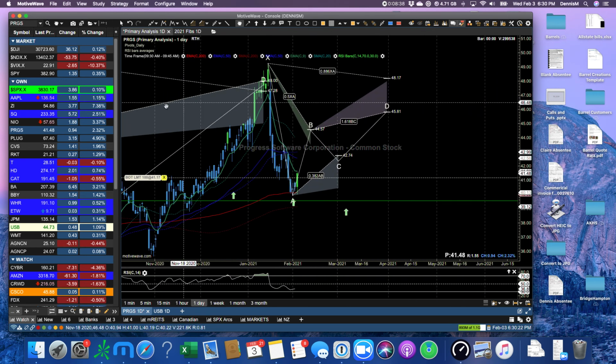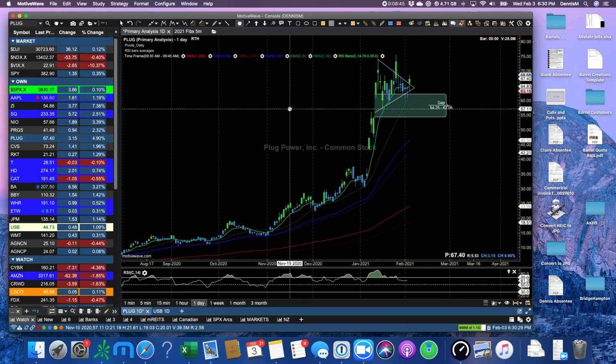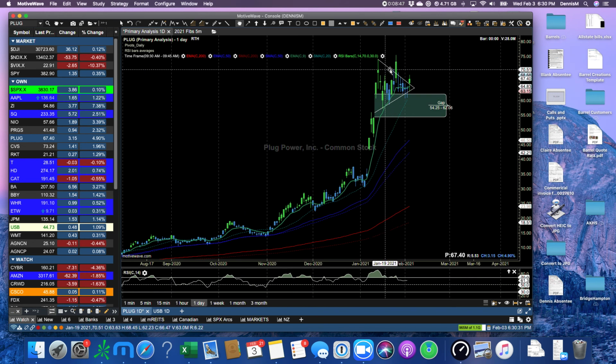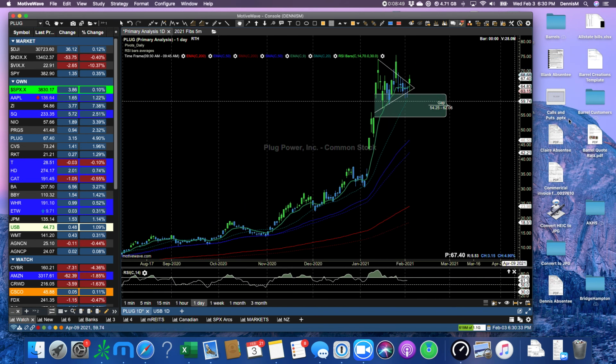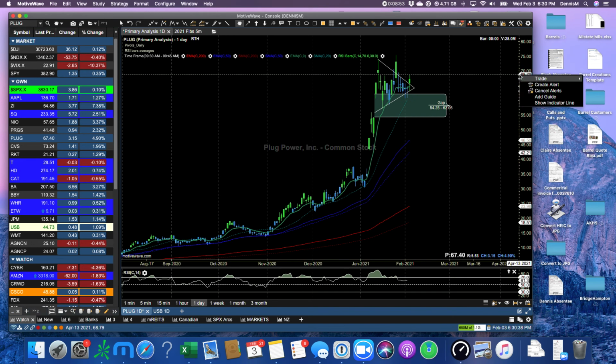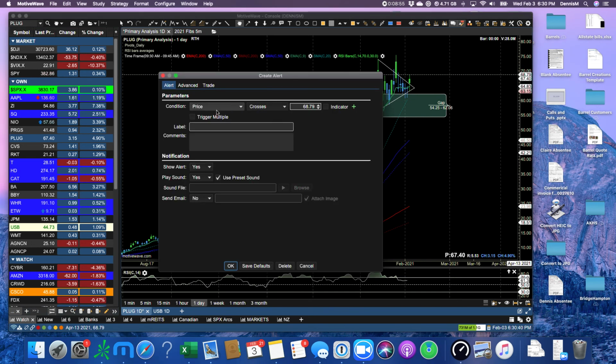In the meantime, I did add another 100 shares because it's not moving really quickly, but I wanted to be part of this trade. Now, PLUG moved up nicely. It's broken up above this pennant. If it moves up tomorrow, and I'm going to put an alert right there, I'm going to add more PLUG.